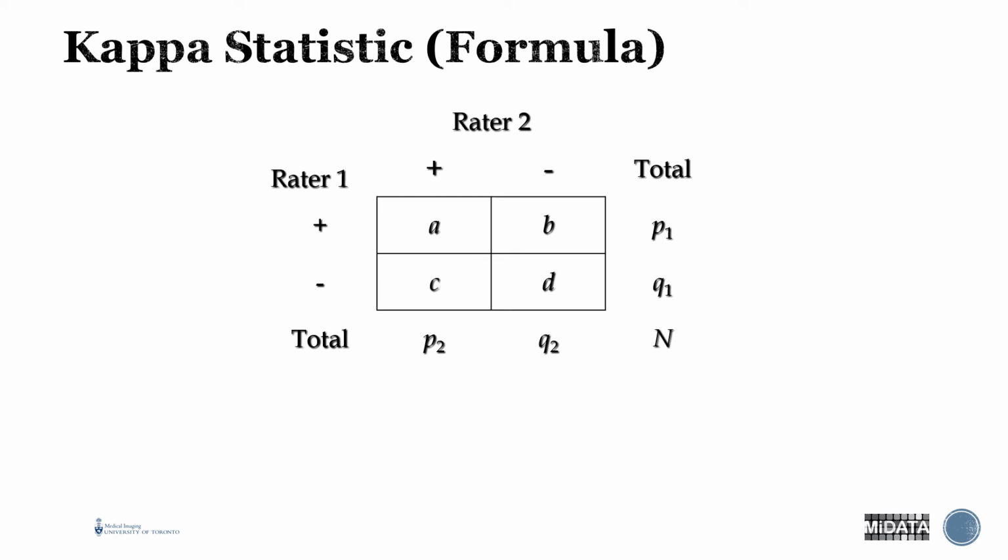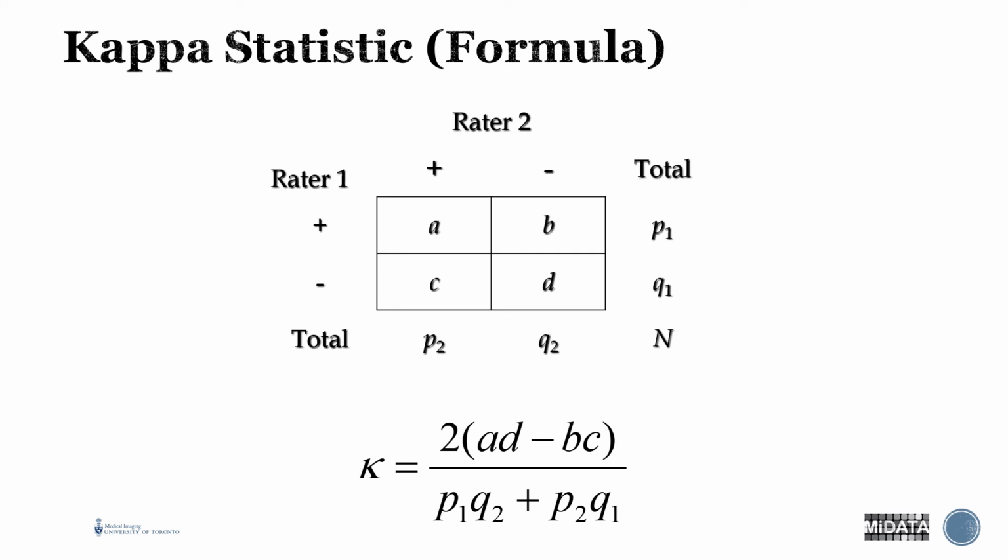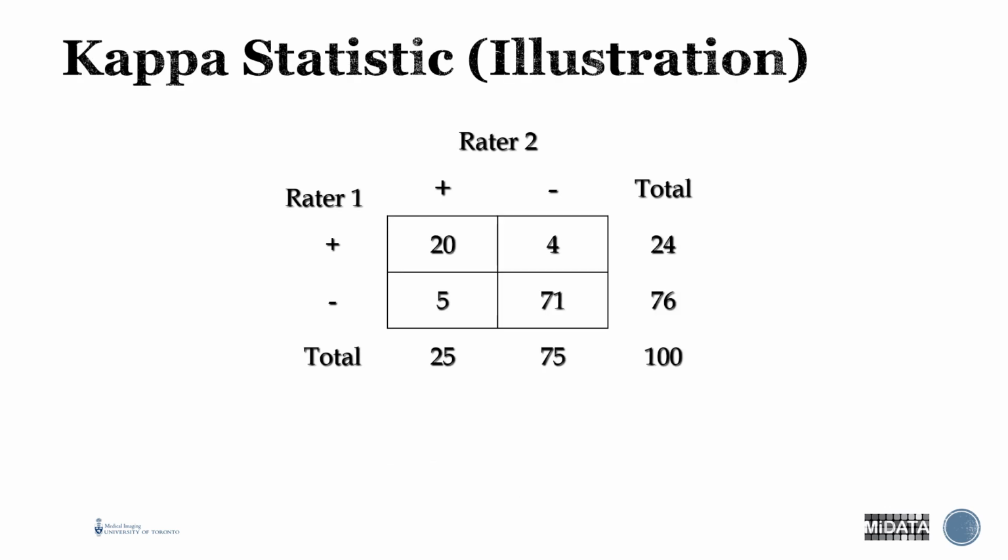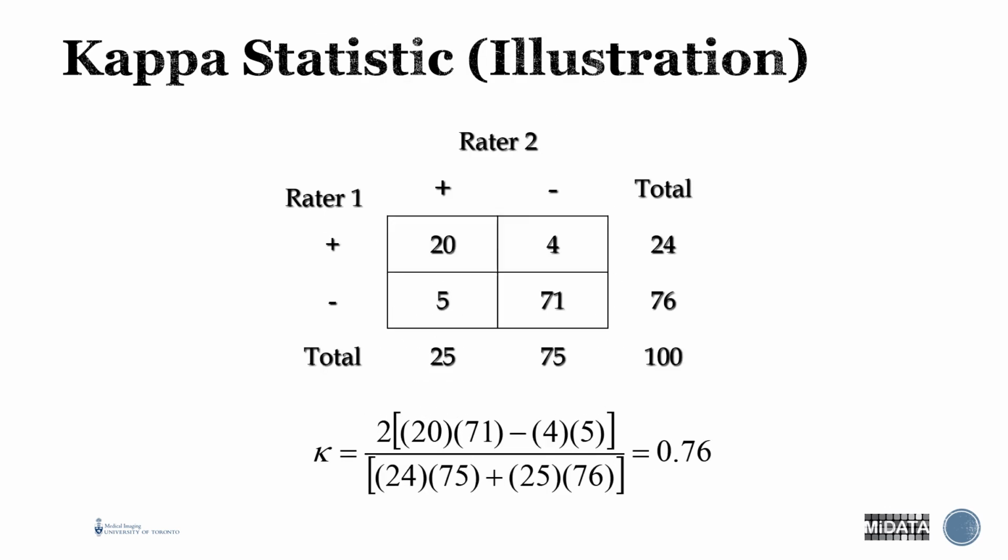All right, of course, here is your contingency table, your 4 cells, A, B, C, D. You have your margin totals. In this case, we're calling them P2, Q2 for rater 2 and P1, Q1 for rater 1. And so the calculation for your Kappa, in this case, this is kind of a simplified calculation, is 2 times AD minus BC over P1 Q2 plus P2 Q1. Here's an example with some numbers, and you can see with the calculation we get a Kappa of 0.76.